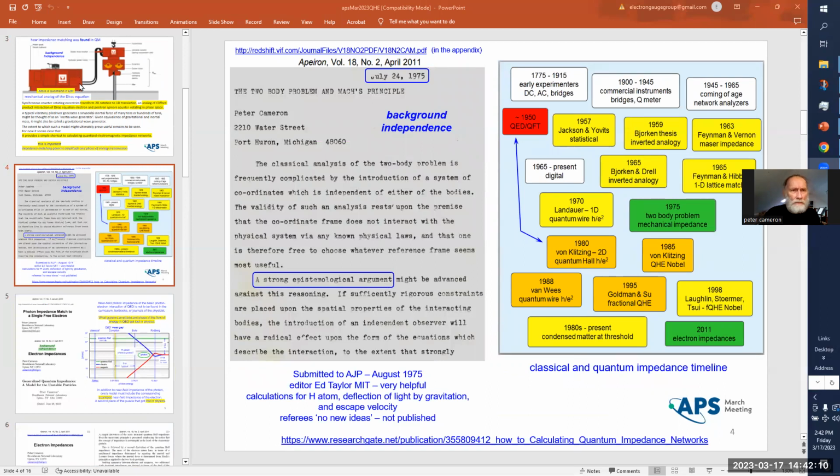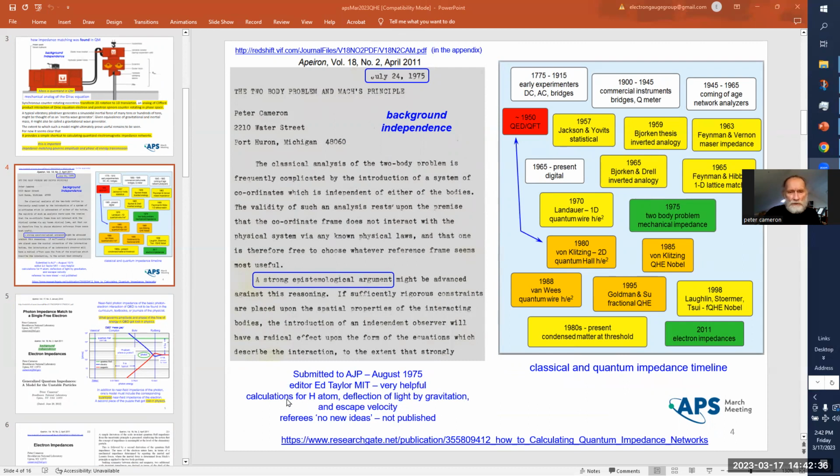So that work, designing, building, and operating these pile drivers, led to this paper, which was driven by Mach's principle, basically the principle of background independence, and it presented a strong epistemological argument for how we know what we know. The paper was submitted to the American Journal of Physics. Ed Taylor, the editor at that time, was very helpful.